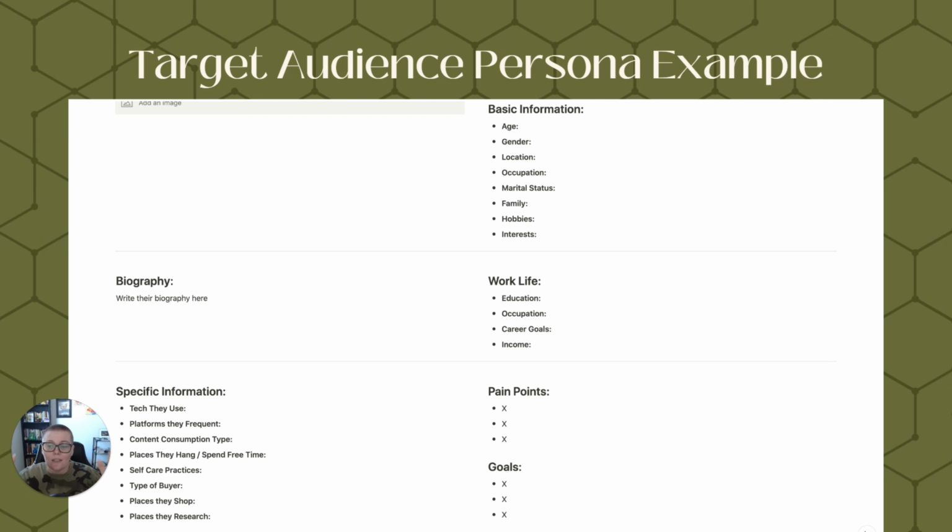So just wanted to show you guys some examples here. You can add a photo, basic information, and a little biography, and you can have AI write that. You can outline their work life, their specific information, their pain points, and their goals. The one thing that is not shown here is at the bottom, where I have a section to showcase a day in the life of this person, so that you can understand them on a deeper level, what makes them tick, what kind of discipline and motivation they have.